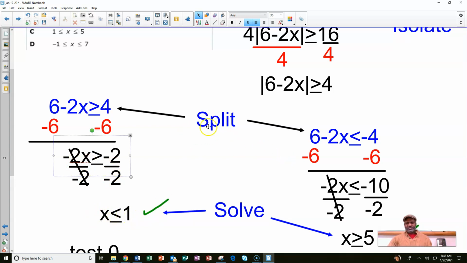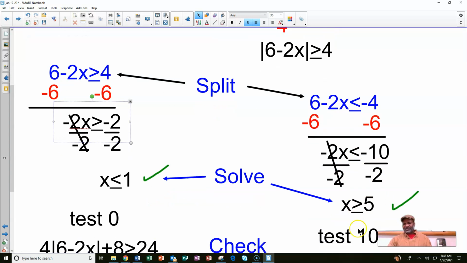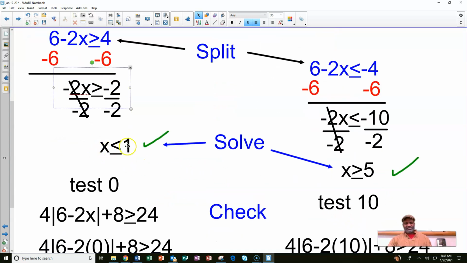Okay, so let's do the same thing on this side. All right, we have 6 minus 2x is less than or equal to negative 4. So again, we subtract 6 from both sides. When I divide both sides by negative 2 to get the x by itself, that's when I reverse the inequality. So now I get x is less than or equal to 1 or x is greater than or equal to 5.